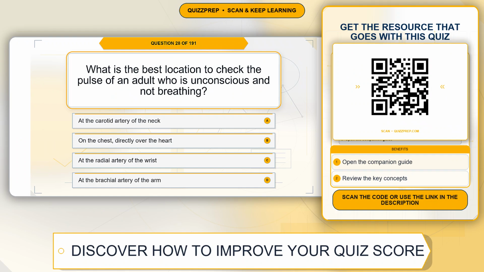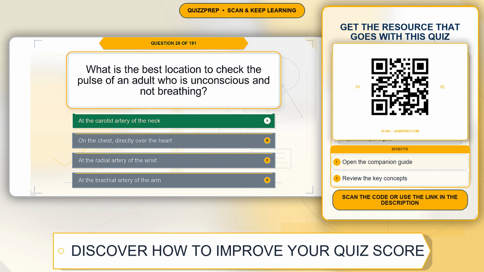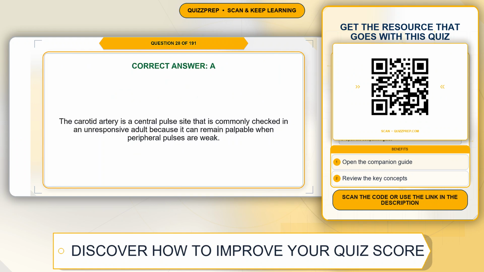Question 28. What is the best location to check the pulse of an adult who is unconscious and not breathing? Option A, at the carotid artery of the neck. Option B, on the chest, directly over the heart. Option C, at the radial artery of the wrist. Option D, at the brachial artery of the arm. The correct answer is option A, at the carotid artery of the neck. Explanation: The carotid artery is a central pulse site that is commonly checked in an unresponsive adult because it can remain palpable when peripheral pulses are weak.